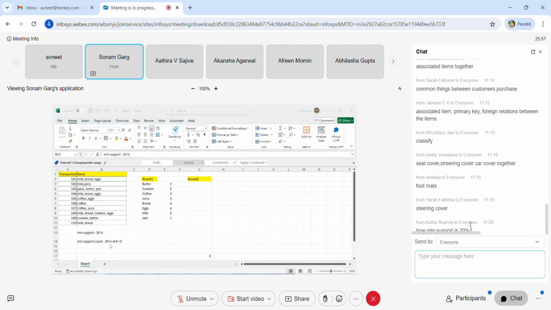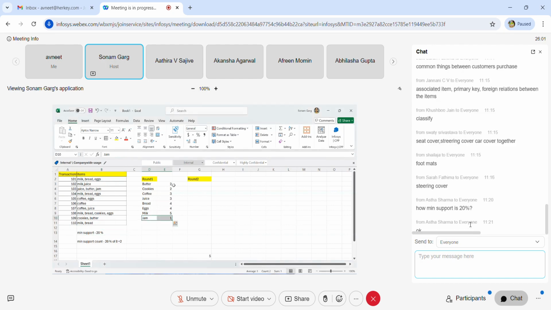So if I have taken 20% coming to 2, the transactions which have a count of 1 here, I'm taking minimum support count not in terms of percentage, this is count. So if the count is 1, these rows will be ignored.